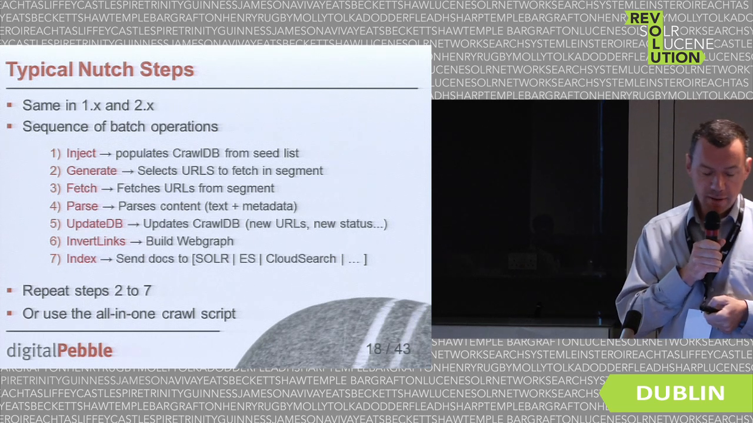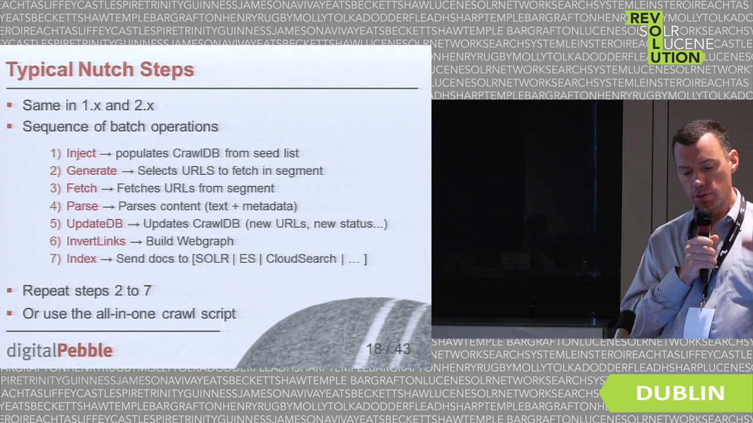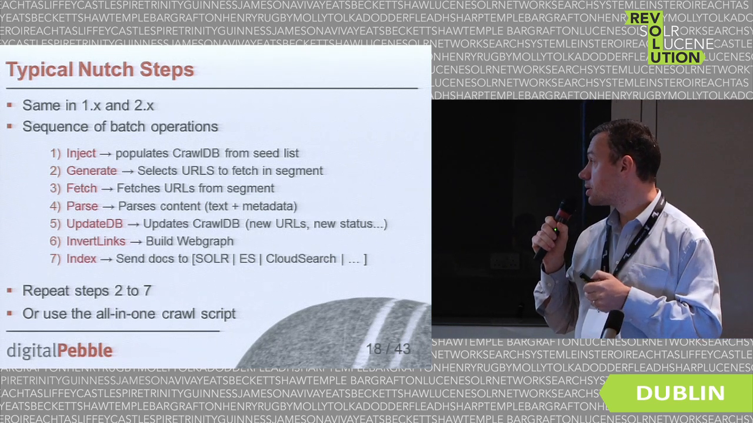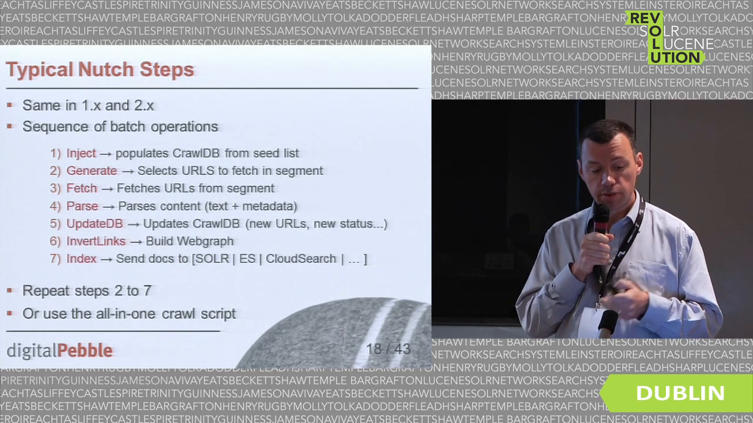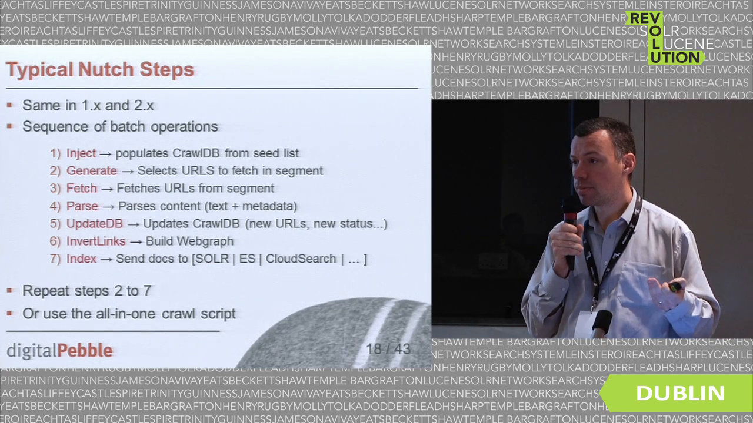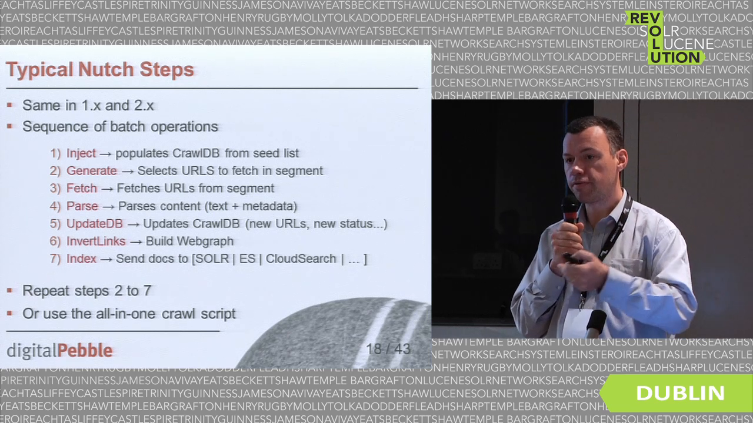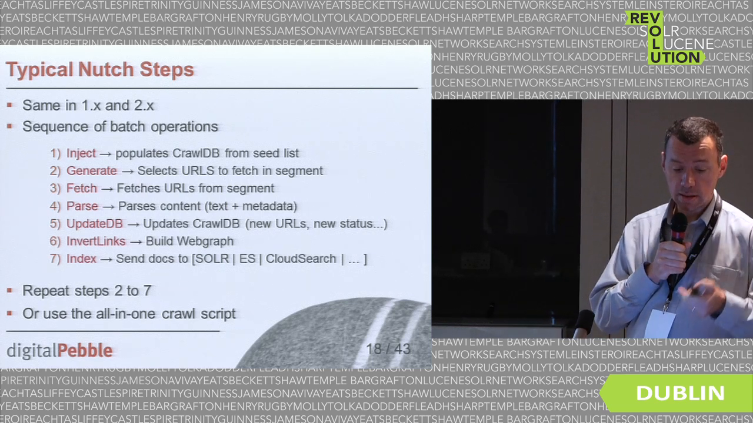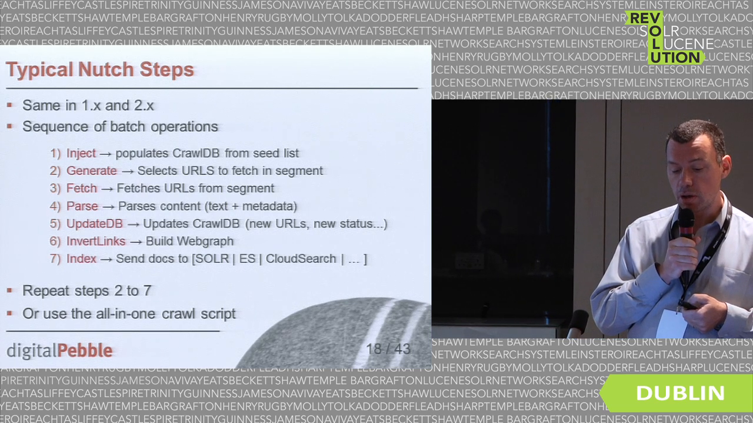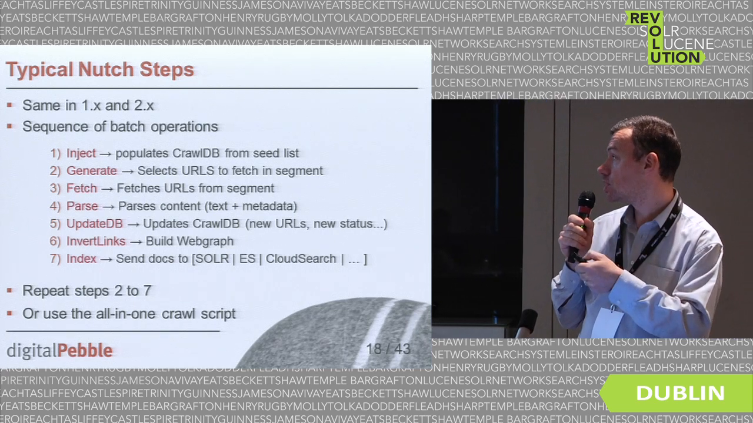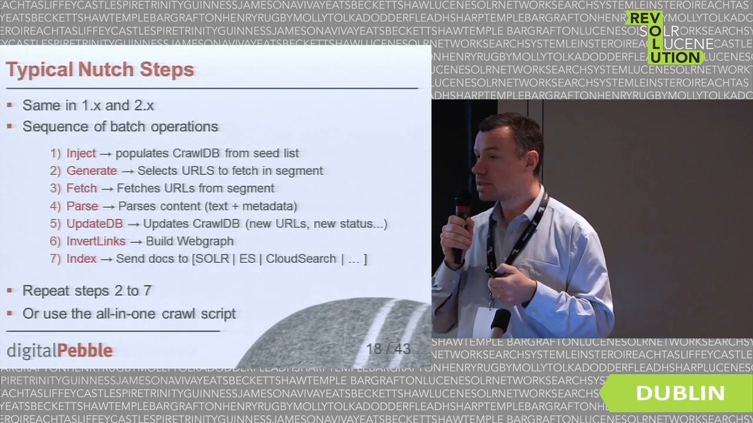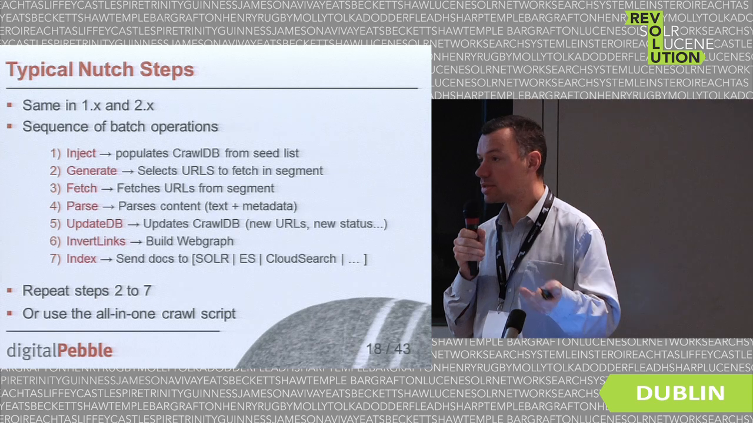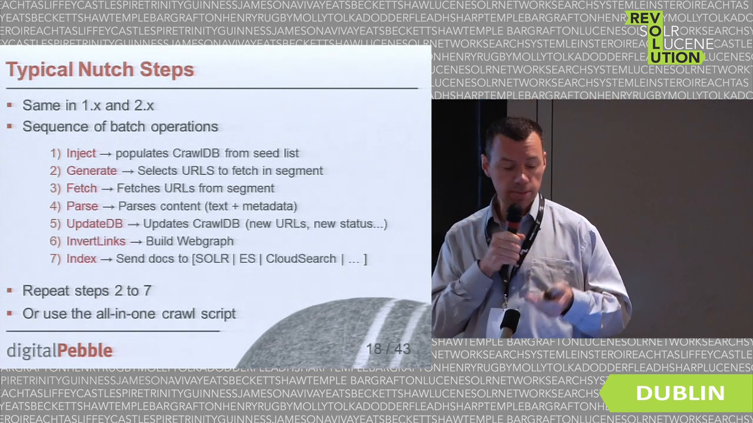And then we have steps that can be used in a loop. The first one is the generate. So we select a number of URLs from the crawlDB, and we generate a fetch list in a segment, which is basically a round of fetching. Then these URLs are obviously fetched and parsed. And then we merge the information we got from this round of fetching back into the crawlDB. So if we discover new URLs, then we add these URLs in the crawlDB, or we change the status for a page in the crawlDB.